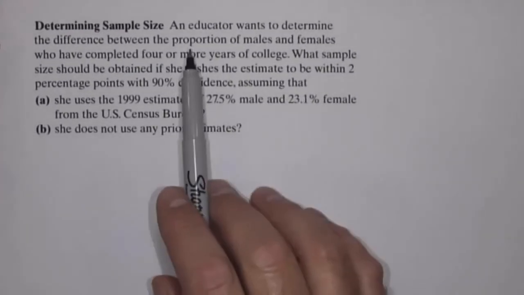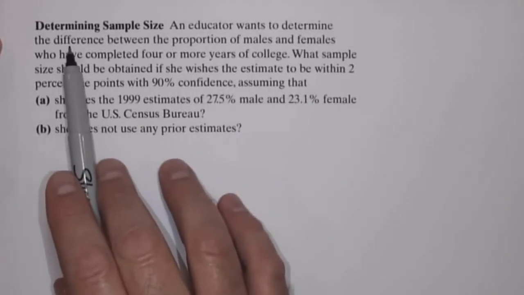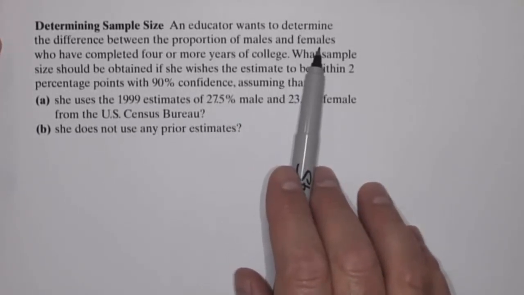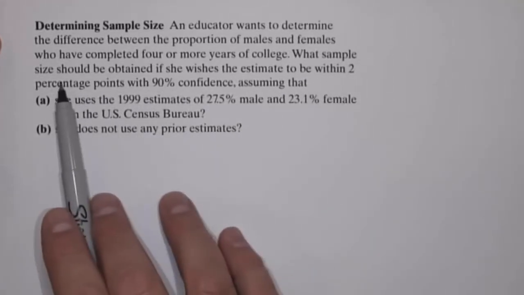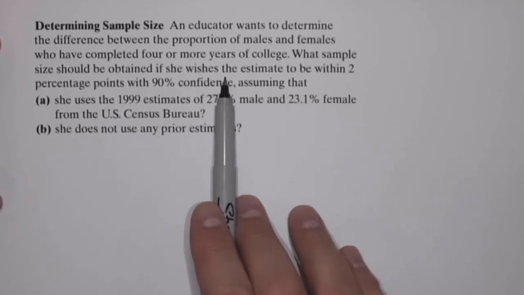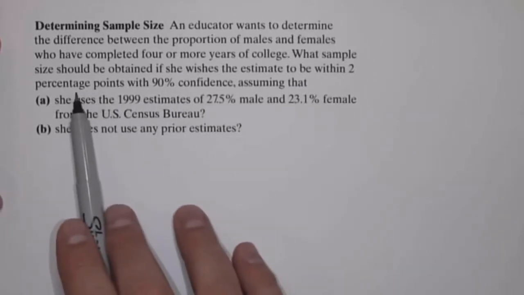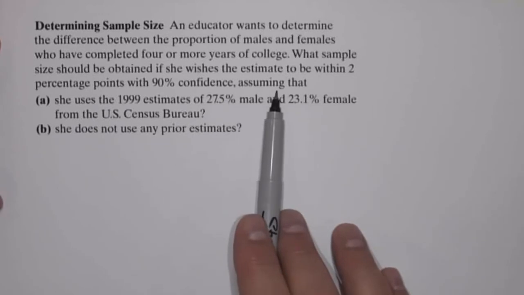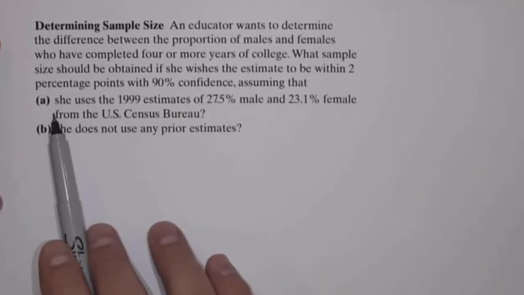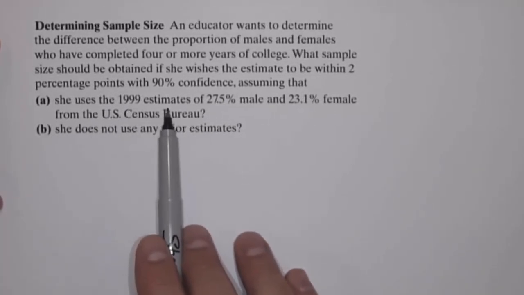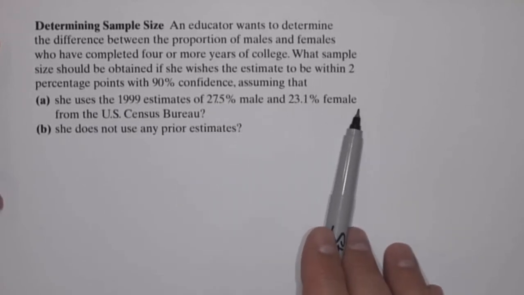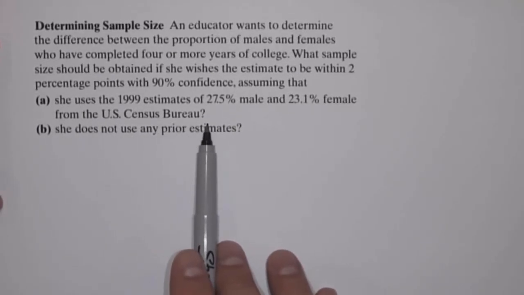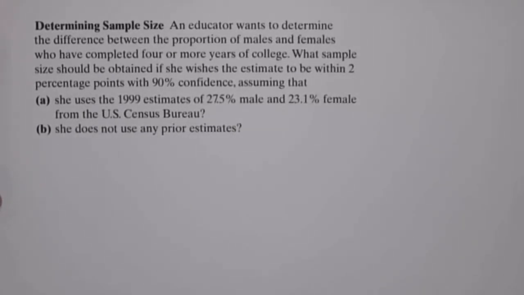Determining sample size. An educator wants to determine the difference between the proportion of males and females who have completed 4 or more years of college. What sample size should be obtained if she wishes the estimate to be within 2 percentage points with 90% confidence, assuming that A, she uses the 1999 estimate of 27.5% male and 23.1% female from the U.S. Census Bureau. Or B, she does not use any prior estimates.